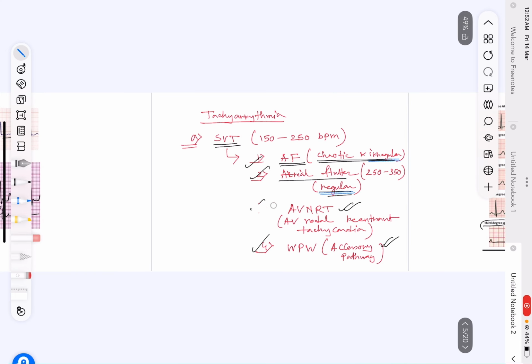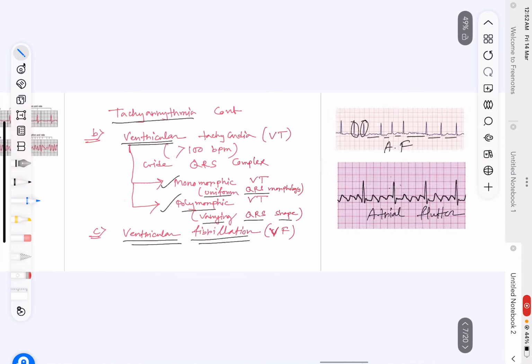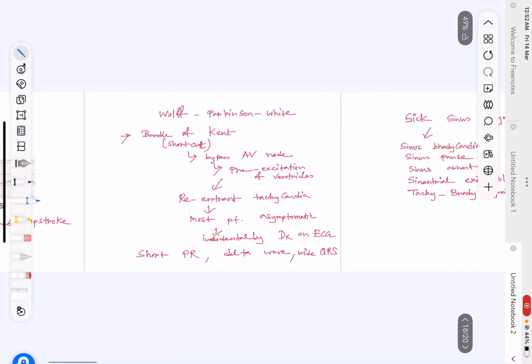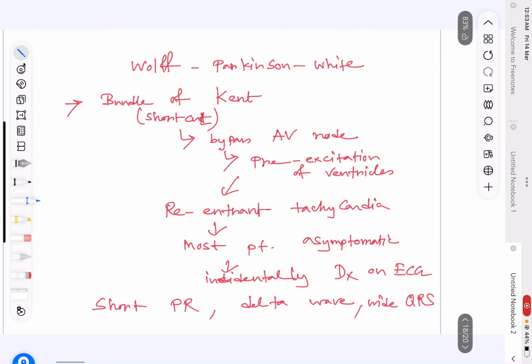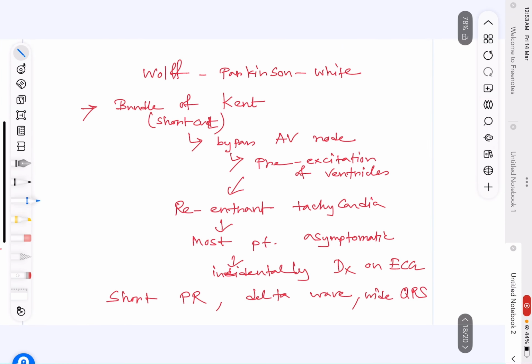AVNRT is done. Now we'll study Wolff-Parkinson-White. Once you understood the AVNRT, Wolff-Parkinson-White will be easy to understand. So here we have an accessory pathway. This is the bundle of Kent. This is a shortcut pathway. It will bypass the AV node and will pre-excite the ventricles.